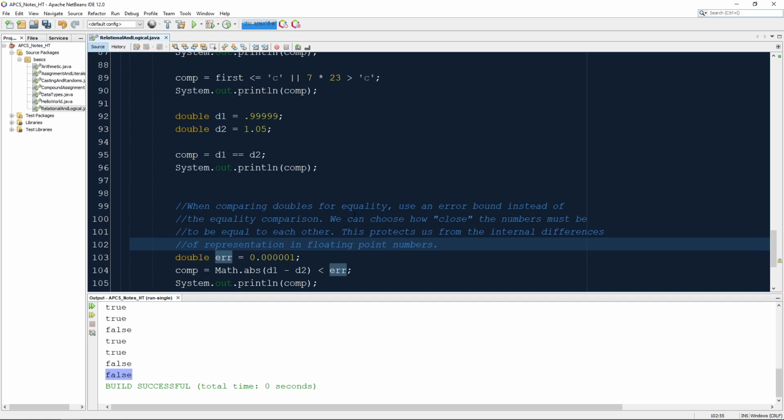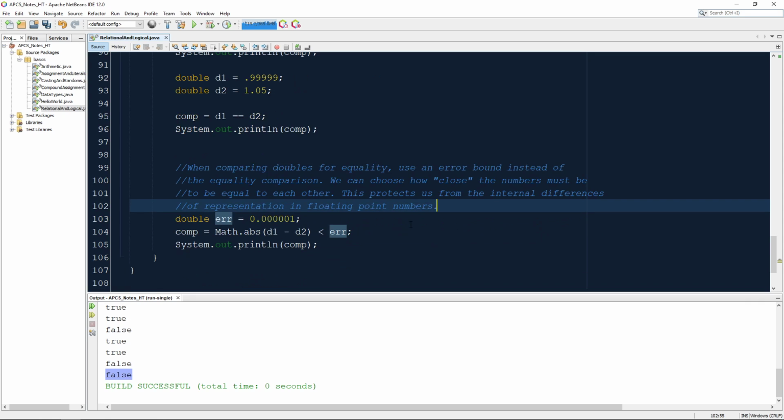So there it is, right? So again, we use the error-bound concept instead of the equality comparison, and again, we get to choose how close the numbers need to be to each other, and it stops us from having to worry about the internal representations of floating point numbers, which we don't typically have control over or even aware of most of the time. So this is a better approach.